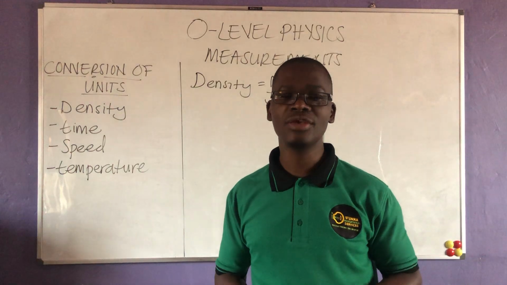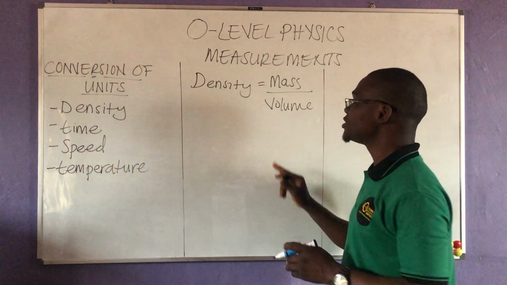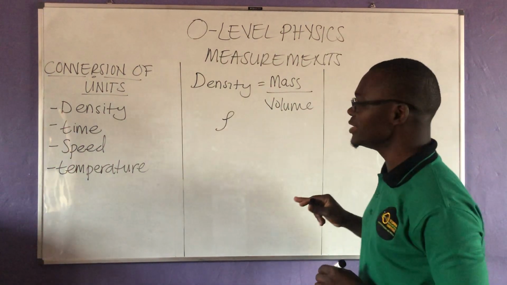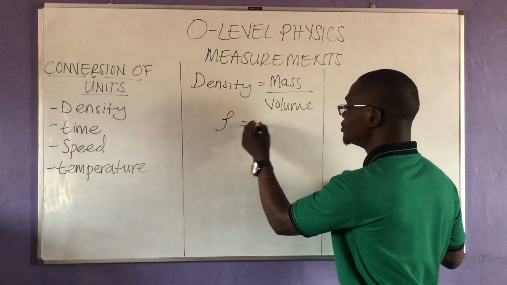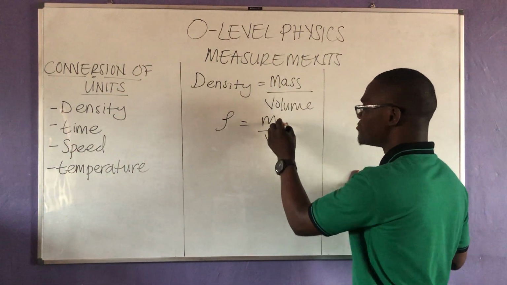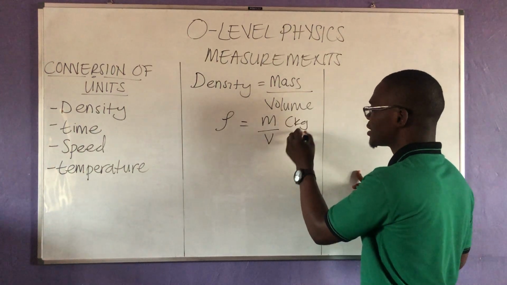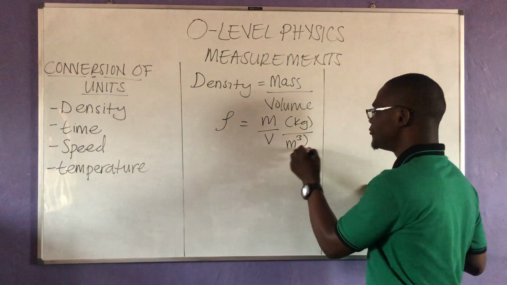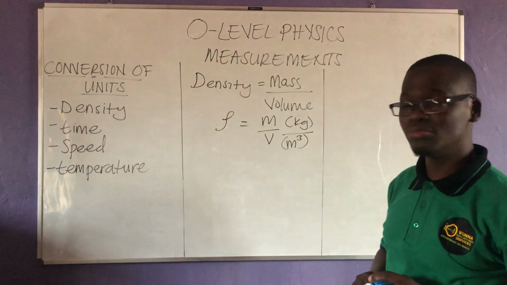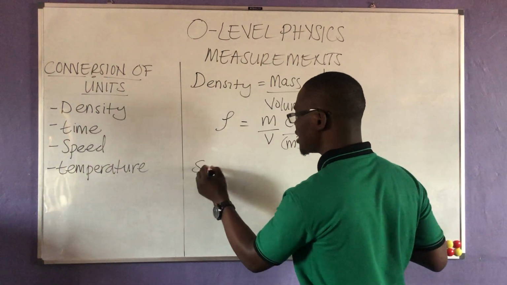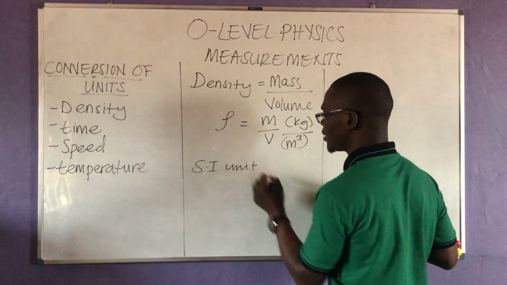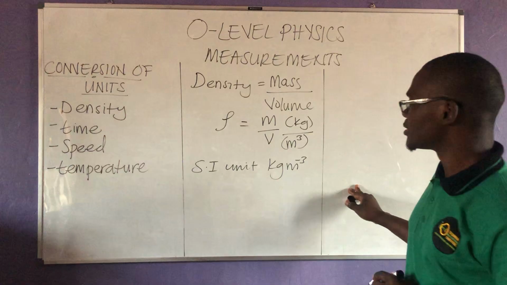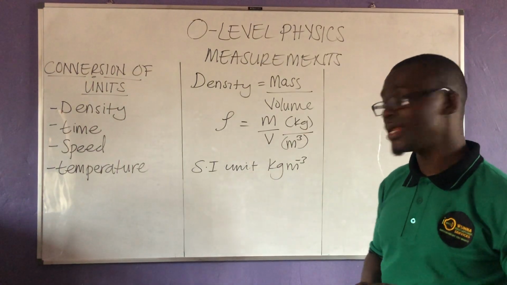How do we get these units? From the formula, which is density equals mass over volume. This is the symbol of density, it is rho. Rho equals m over v. But m is in kilograms and v is in meters cubed. Therefore, when we divide kilogram by meter cubed, we shall have the SI unit as kilogram per cubic meter. That is derived from the formula for density.